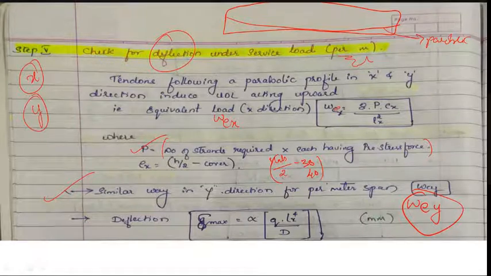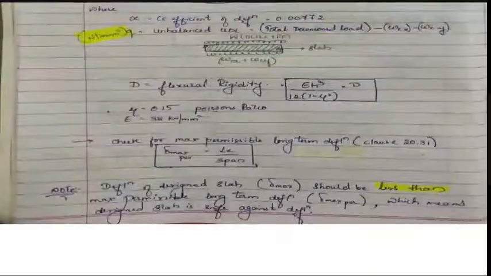Then we have to determine the deflection. Take it as delta. Don't take it as q, take it as delta. Delta max equals alpha into q lx raised to 4 divided by D. But the thing is, which q value should we take here? See here, this is my slab.